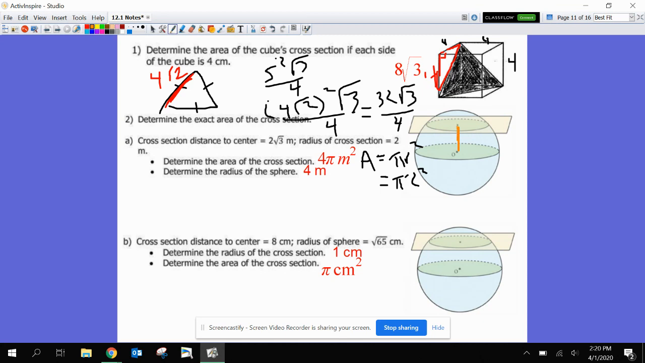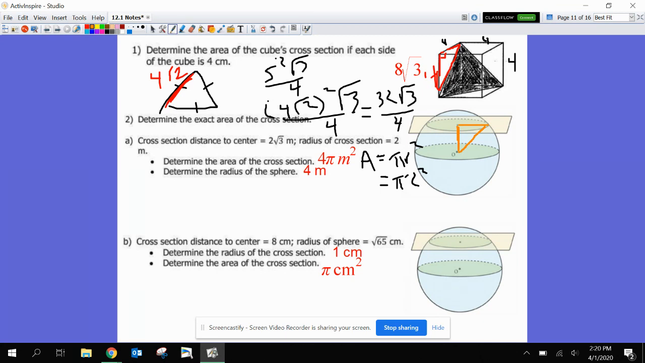All right, so that is going to be one of the lengths of my right triangle. Let's draw a radius from the center of the cross-section to the edge of the sphere. So that is the radius of the cross-section. And then let's draw our hypotenuse. The hypotenuse is going to go from the center of the circle, the center of the sphere, all the way to the edge of the sphere.